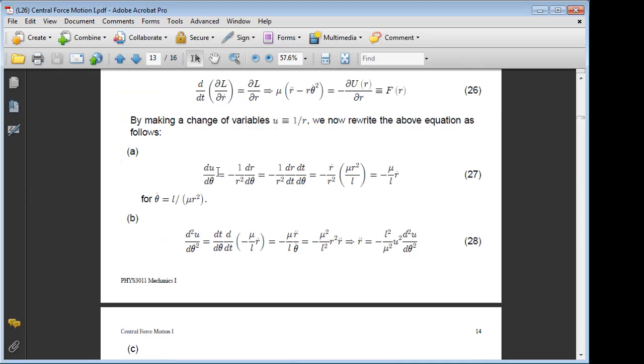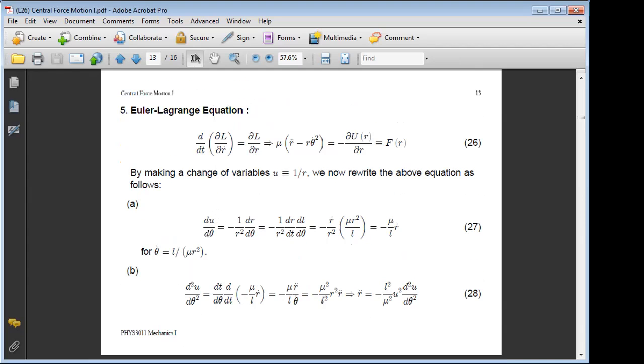as follows. First of all, we write du d theta. R is a function of theta, so we apply the chain rule. We have du d theta equal to minus 1 over r squared dr d theta. And dr d theta is equal to dr dt dt d theta. Now theta dot is simple. It can be obtained from the angular momentum expression.